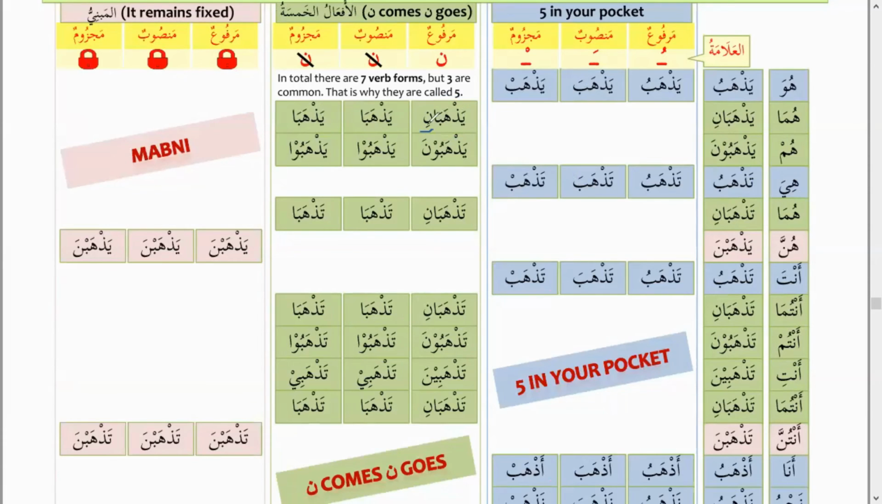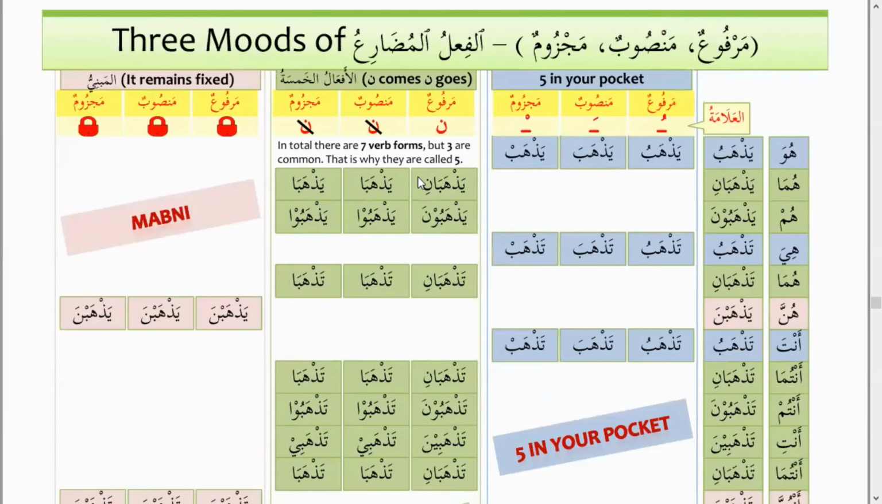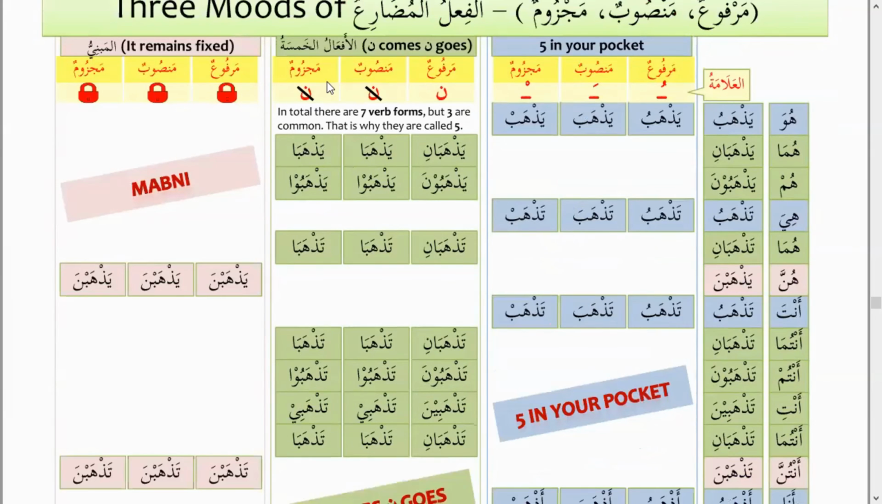We don't look at kasra here. No. We look at the noon. If the noon is there, it is marfu. If the noon is ghaib, if it has disappeared, yazhaba, then it's mansub or majzoom. See, yazhaba. Yazhabuna, yazhabu, yes.